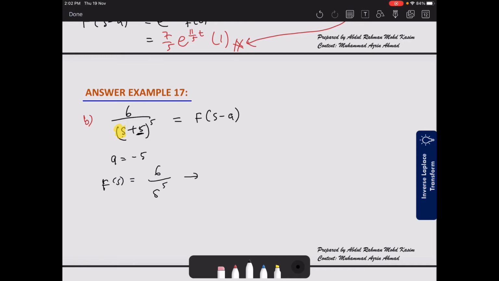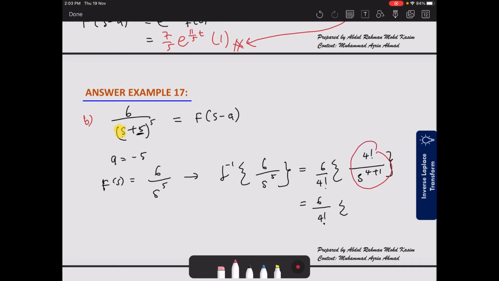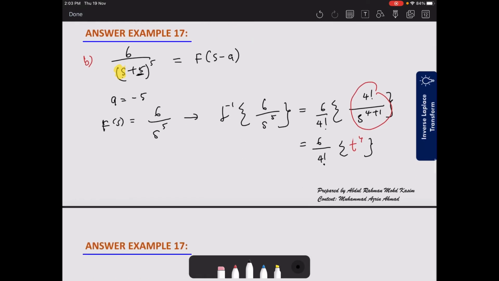By inverse Laplace of 6 over s to the power of 5, what will you get? Use the table. In the table you have 6 as a constant, and the denominator is 4 plus 1, so you need to divide by 4 factorial. So from 6 over 4 factorial, you can directly get t to the power of 4. The answer must have 4 factorial here. Please press the calculator carefully: you will get 24. So 6 over 24 and t to the power of 4.